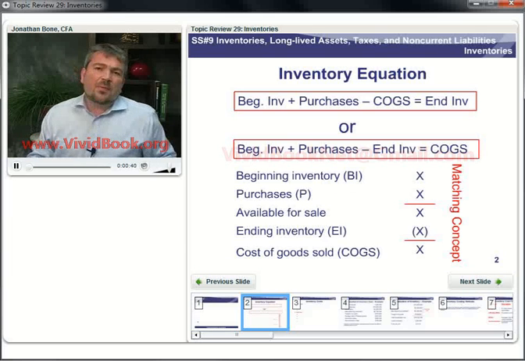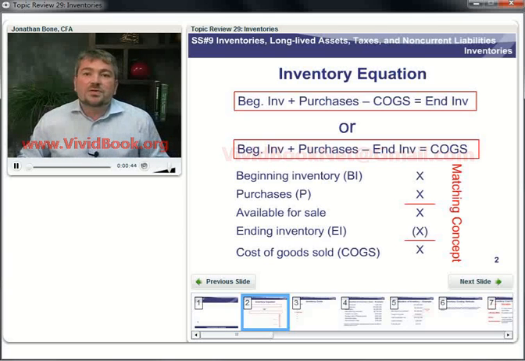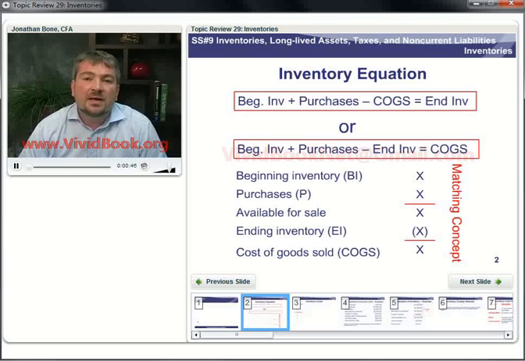Now, why are we applying this? We're applying it because we're applying the matching concept, one of our accruals concepts. What we want to make sure is that our cost of sales, otherwise known as cost of goods sold, matches the number of units we've actually physically sold. So we take our beginning inventory, add on the purchases that we've made in the year, that gives us the total number of units available for sale.